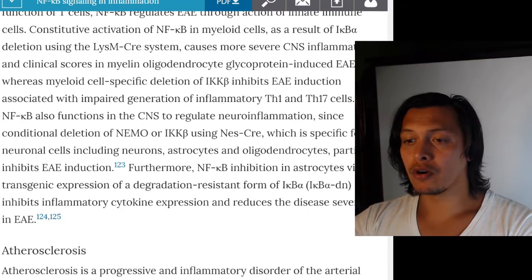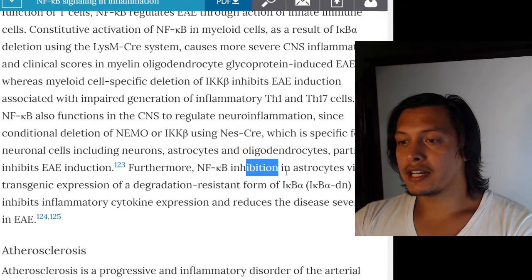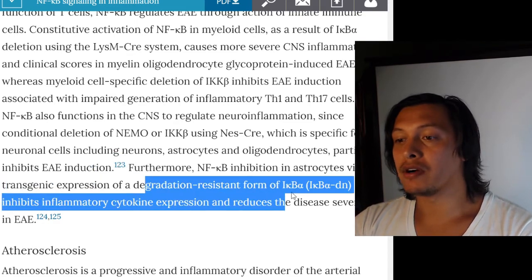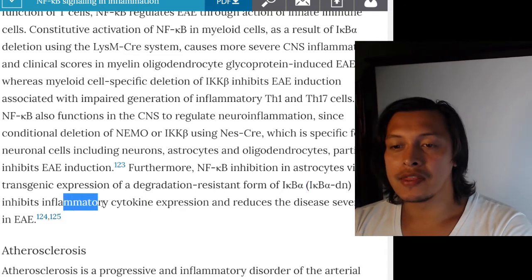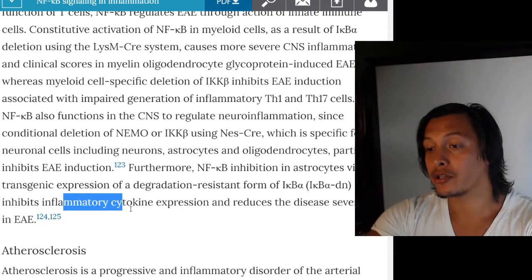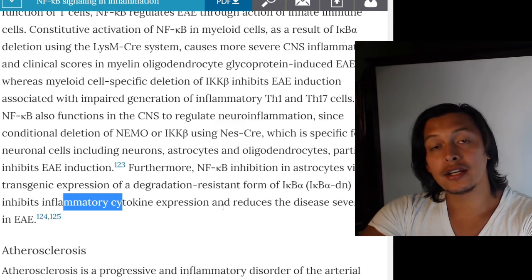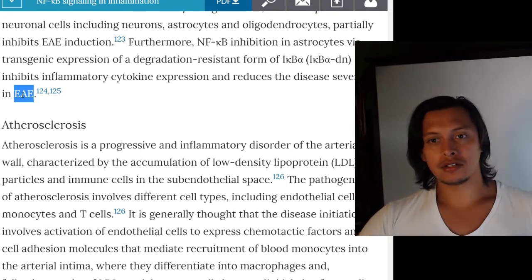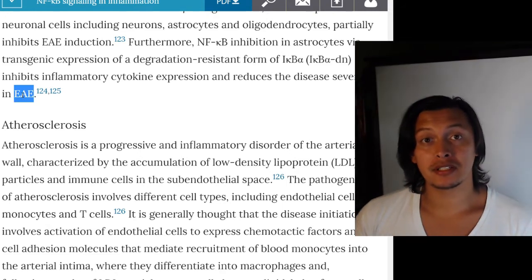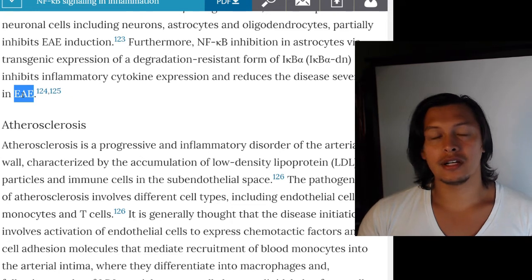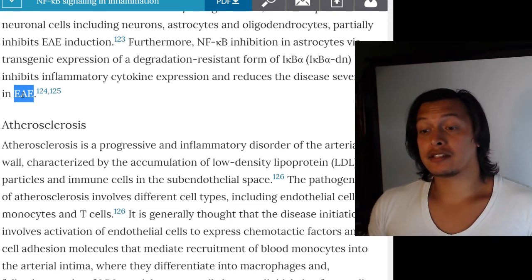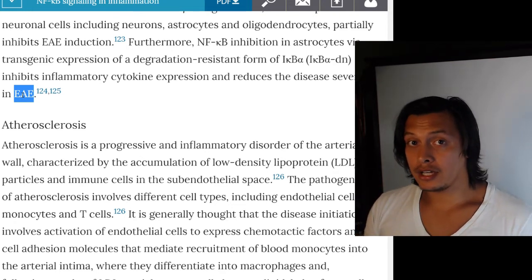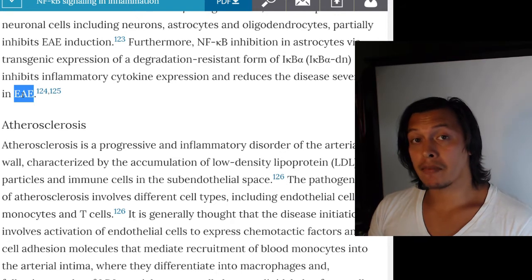Furthermore, nuclear factor kappa B inhibition of astrocytes through transgenic expression of a degradation-resistant form of I-kappa B alpha inhibits inflammatory cytokine expression and reduces the disease severity in EAE. Oh, and one of the things that I want to pause and mention here, experimental autoimmune encephalomyelitis. At least in mouse models, we use coronaviruses to cause EAE in some mice.